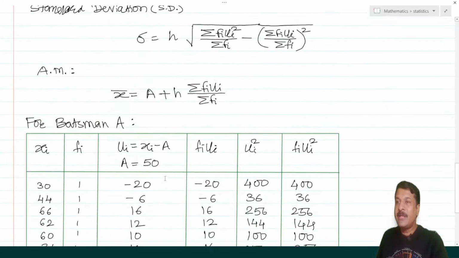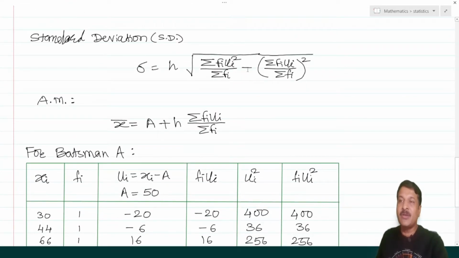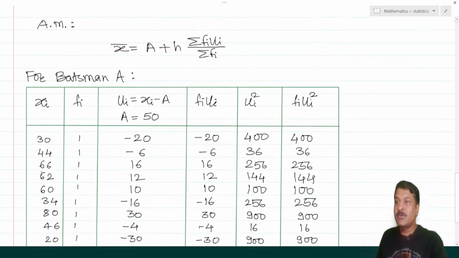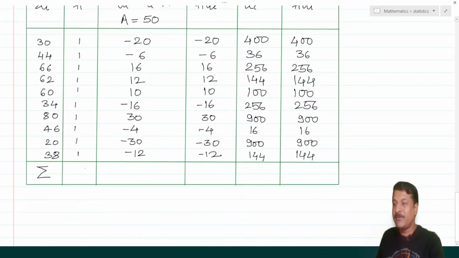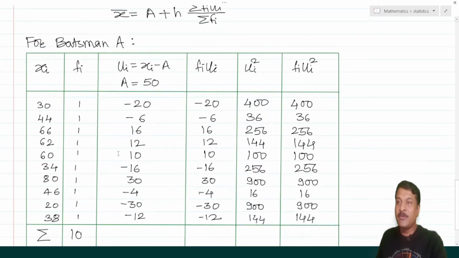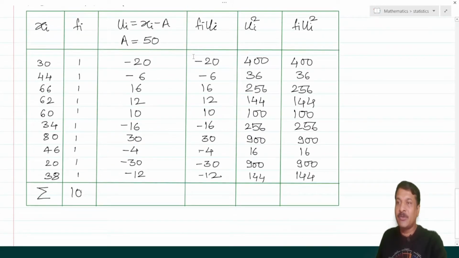Now what we required? We required summation of fi ui square. So definitely here this summation we require. So fi, summation of fi. So definitely 10 matches are there. Also we required fi ui square. So what is the summation of this we require? Also we require summation of this.